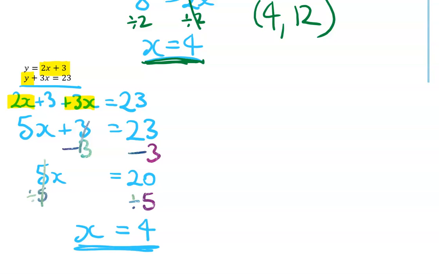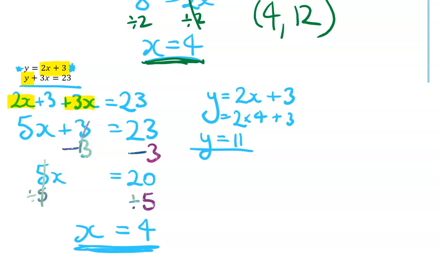Okay, so we know that x equals 4. Do we know what y equals? Well, we don't know what y equals just yet, but we do have this equation here that tells us that y is equal to 2x plus 3. So because I know that 4 is equal to x, I can simply replace my x here with a 4. So instead of 2 lots of x, I've got 2 lots of 4 plus 3. Now 2 lots of 4 is 8, plus 3 is 11. So I can figure out that y is equal to 11.